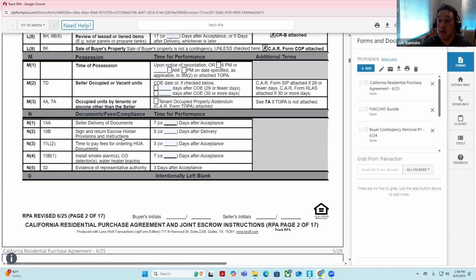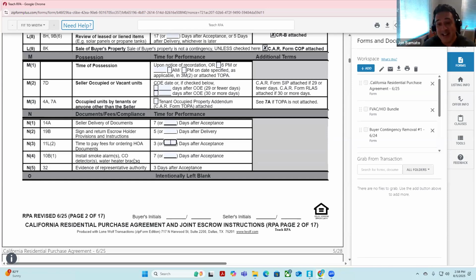Sign and return escrow holder documents as standard. Time to pay fees for ordering HOA documents. I traditionally have my seller order docs up front because they're required to pay. Smoke alarms, water heater bracing. This is saying, what are the three close of escrow retrofit requirements? Anyone know? Three of them. What are they? They're right there.